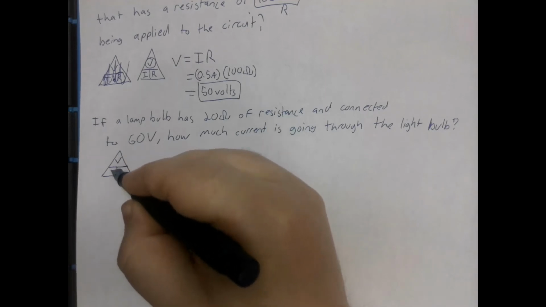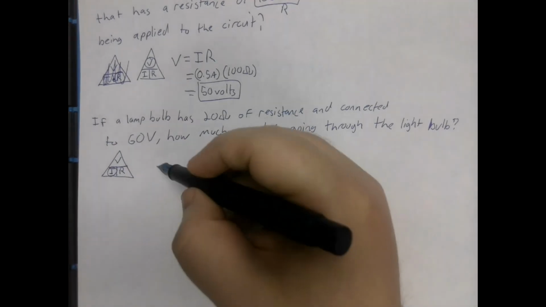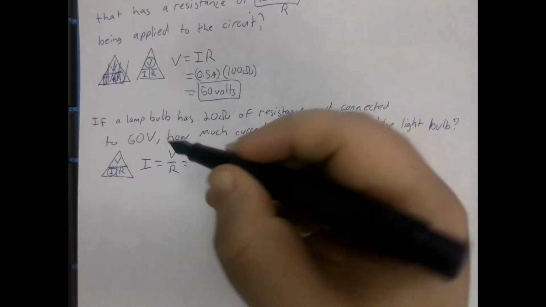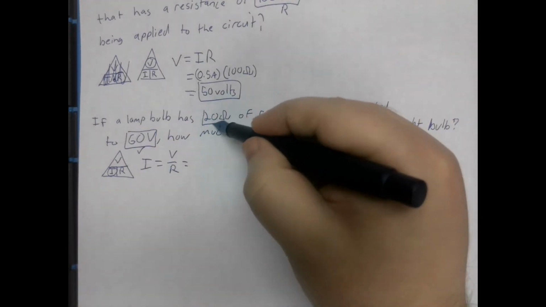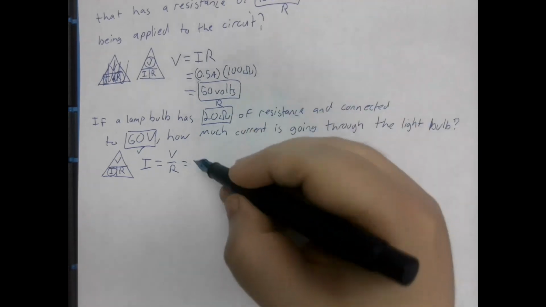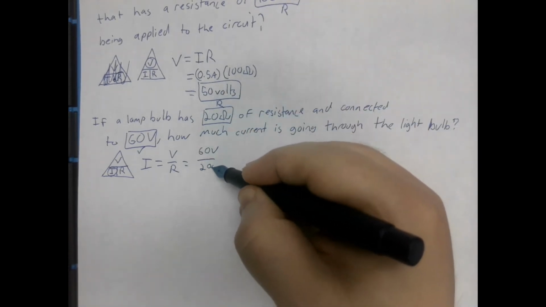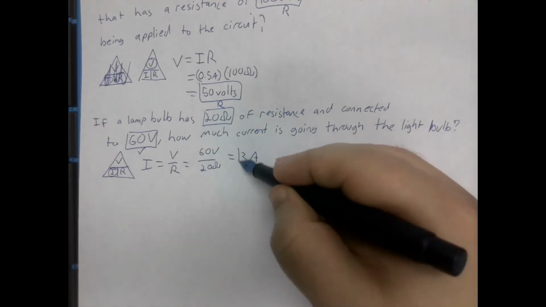So voltage is equal to current times resistance. So current is voltage over resistance. So voltage is 60 volts. Resistance is 20 ohms. That gives us 3 amps.